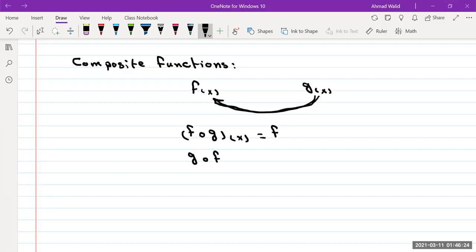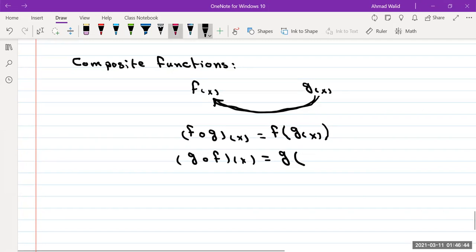F of g of x means f, you see here, when I draw this line, it makes it easy. Bring inside f that function, plug it inside. F of g of x. We call this one composition of functions. G of f of x means g parentheses, like if you plug f in g, right? Then g parentheses f of x, like this.